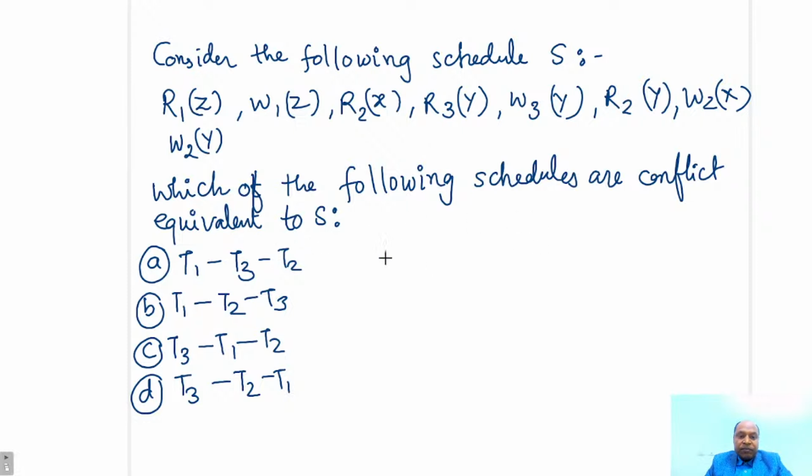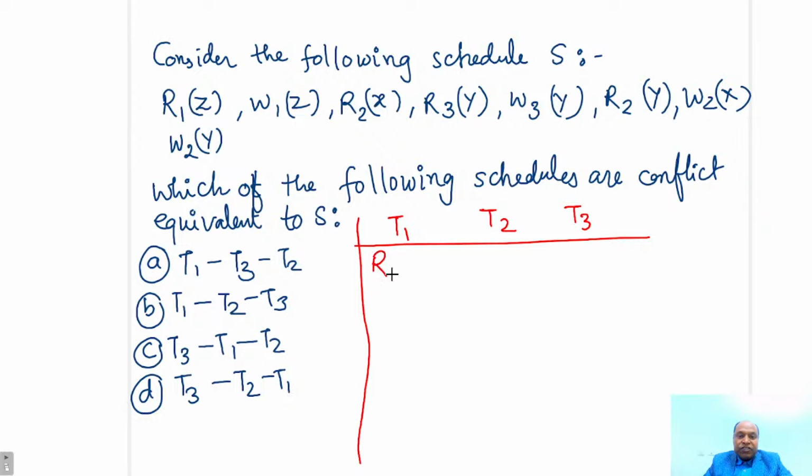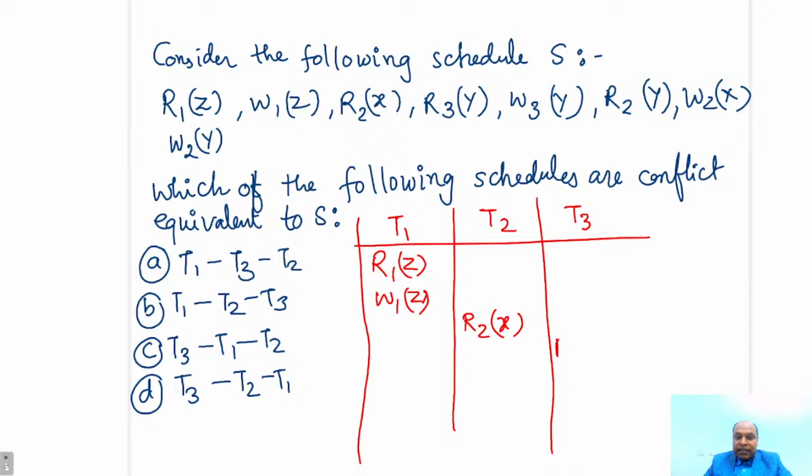Let's try to check the answer. So there are three transactions as per the given question. How would we identify? So transaction T1 is there, transaction T2 is there, transaction T3 is there. Transaction T1 says first of all R1Z, then W1Z, then next will be in another transaction, R2 of X. Then next R3 of Y, W3 of Y, then R2 of Y, W2 of X, and at last W2 of Y. So this is X, this is Y.